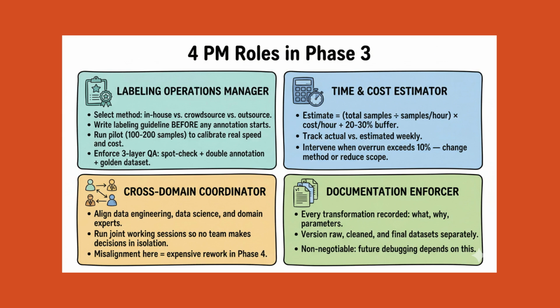The second role is Time and Cost Estimator. Labeling cost estimates made without a pilot are unreliable. After the pilot, you can calculate: total samples to label divided by measured samples per annotator per hour gives you total annotator hours. Multiply by cost per hour. Add overhead and quality checks, and add a 20 to 30% contingency for rework. Monitor actual versus estimated weekly. If cost is trending over budget by more than 10%, intervene immediately with scope or method adjustments.